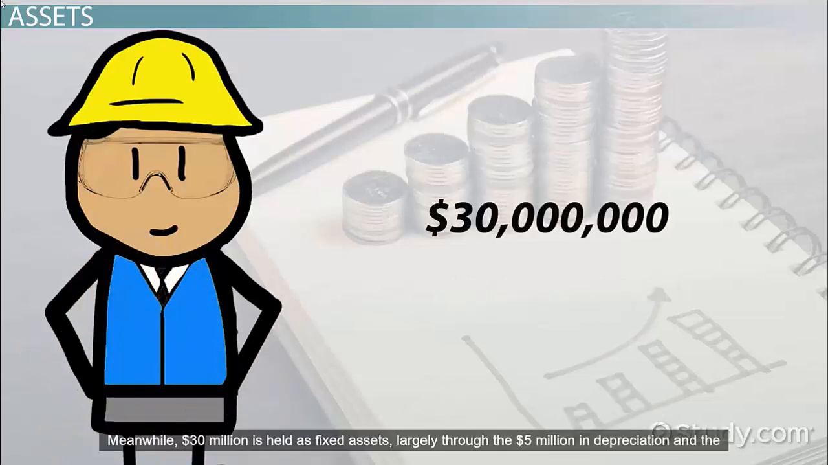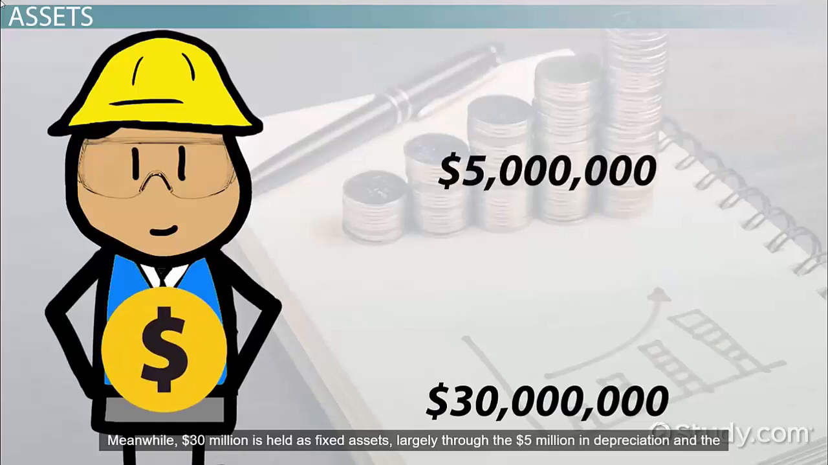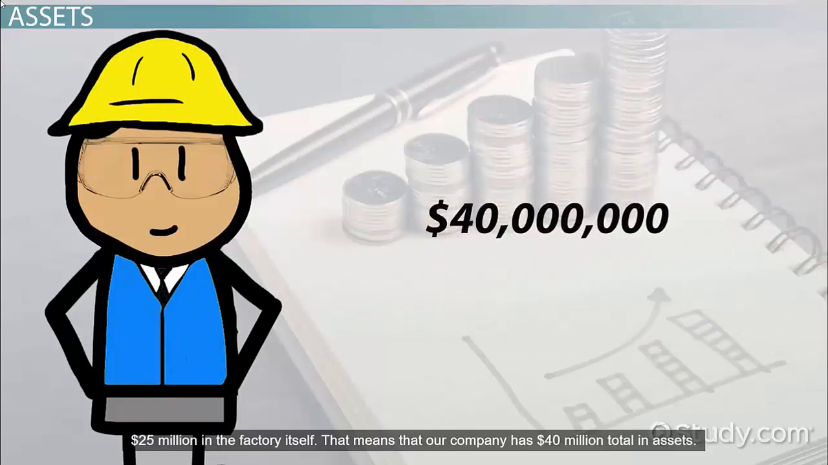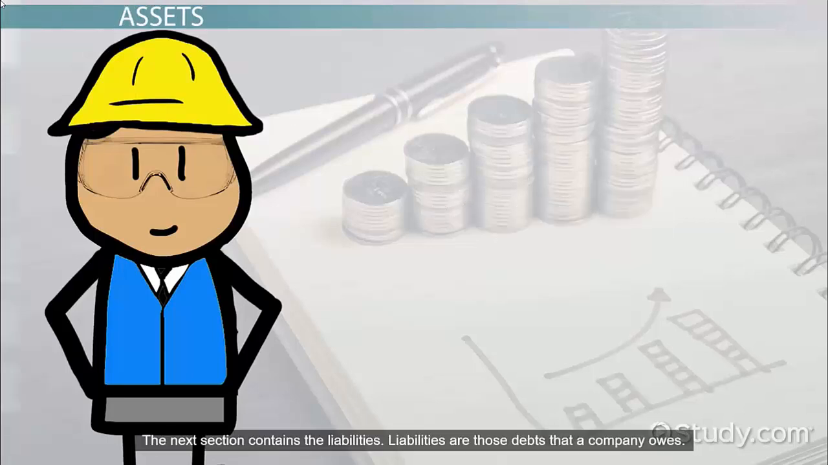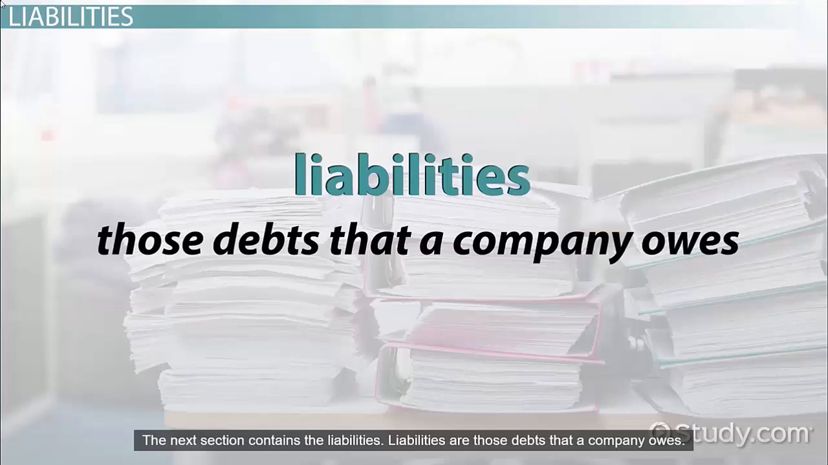Meanwhile, $30 million is held as fixed assets, largely through the $5 million in depreciation and the $25 million in the factory itself. That means that our company has $40 million total in assets. The next section contains the liabilities. Liabilities are those debts that a company owes.